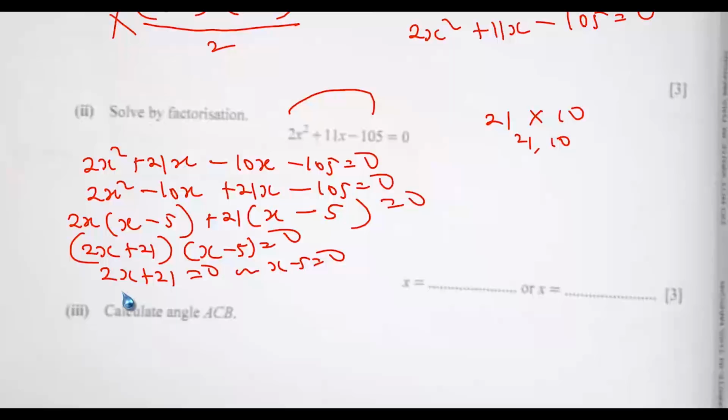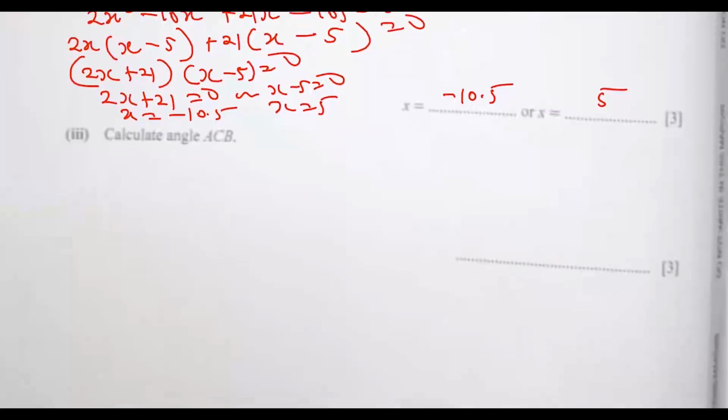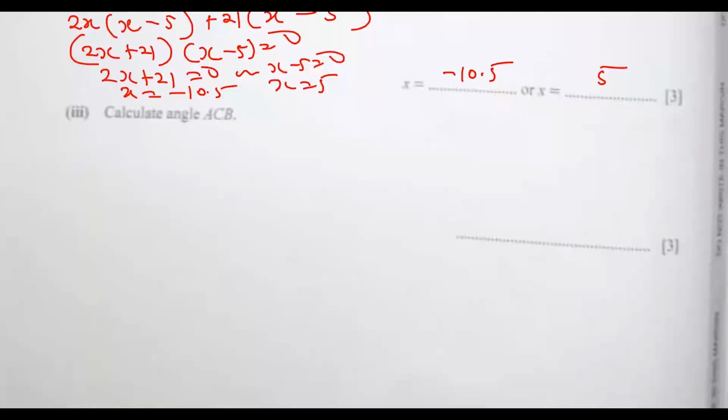So if you solve 2x plus 21 equals 0, that will give you x equals minus 10.5, and this will give you x equals 5. So that means x equals minus 10.5 and x equals 5. So let's scroll down. Problem figure 3, we are asked to calculate angle ACB.